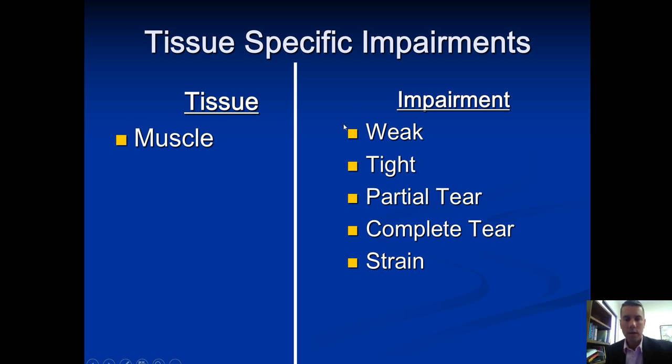The impairments are your options, basically. What could go wrong with that biceps muscle? Well, it could be weak, biceps muscle weakness. It could be tight, biceps muscle tightness. It could be torn, right? Complete tear of the biceps muscle. Those are all examples of tissue specific impairments.